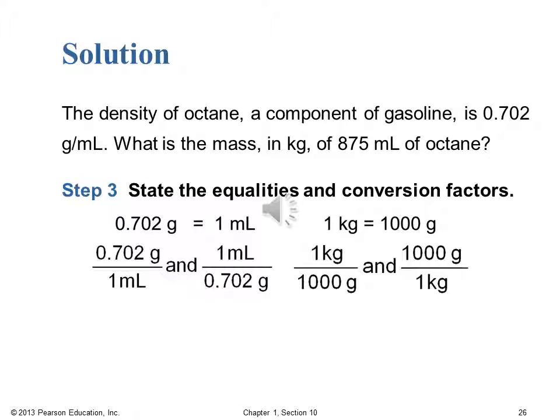Moving on to step 3, we know that based on the density that was provided, 0.702 grams of octane equals 1 milliliter exactly. We know, of course, that 1 kilogram equals exactly 1,000 grams, and we have the conversion factors possible based on those equalities. Obviously, we're going to want one over the other. We're going to want the 0.702 grams in the numerator because we're going to want the milliliters to cancel with the milliliters of octane given in the question. And then we'll want kilograms in the numerator so that we'll have the 1,000 grams down below to cancel with the grams from our density conversion factor.